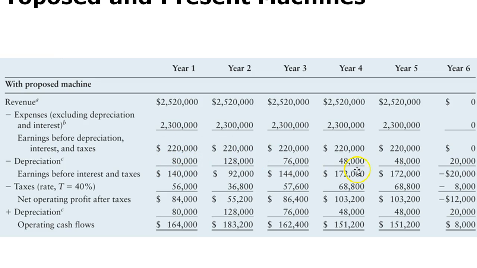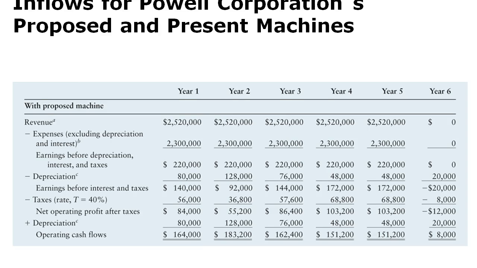Those depreciations were filled in here, and then we took our earnings, subtracted out depreciation, and got our earnings before interest and tax. We want to take out our taxes on these earnings, so we get a net operating profit after tax, and then we add back depreciation to get our operating cash flows. What you won't see in here is the interest expense. We don't factor in the expense of interest in these capital budgeting techniques because we do that later when we discount the cash flows. So here's our operating cash flows for the proposed machine, the new machine.